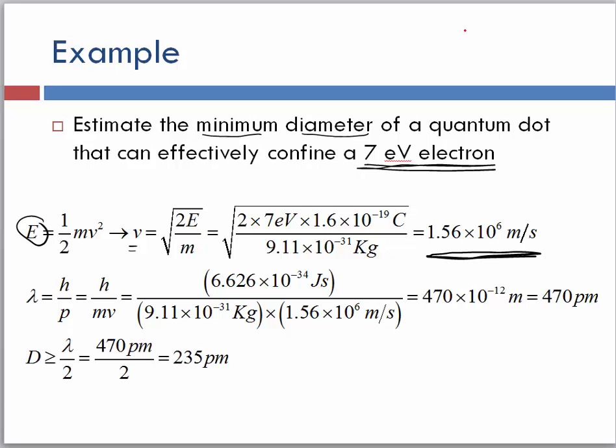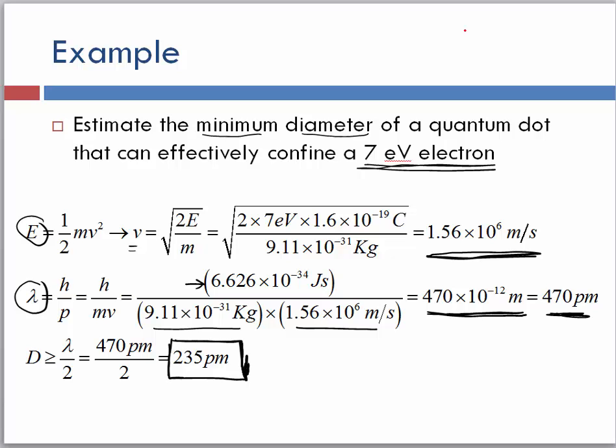All right, so now we can look at lambda. We know lambda is equal to h over the momentum. Momentum is mass times velocity, so h over mv. We know h, it's a constant. We know m because it's an electron. And we just calculated v, so we can calculate the wavelength of that electron. The wavelength of the electron turns out to be 470 picometers. So the well has to be at least half of that, so at least 235 picometers is how big the smallest that our quantum well or quantum dot must be in order to confine this particular electron.